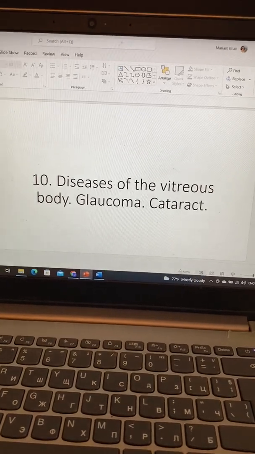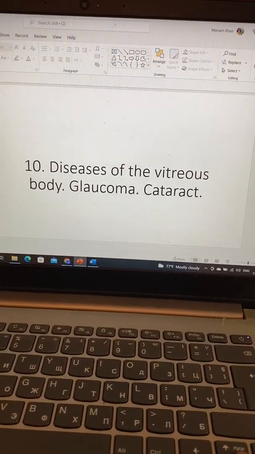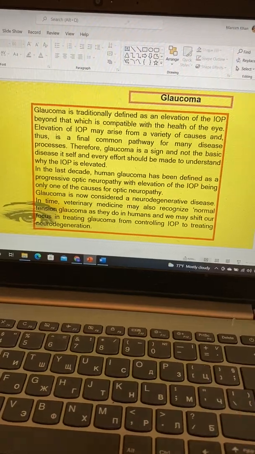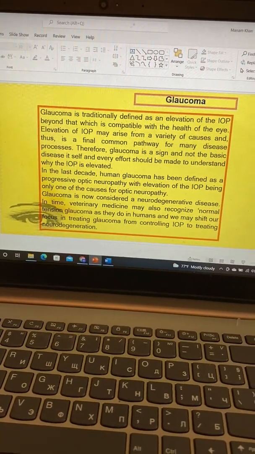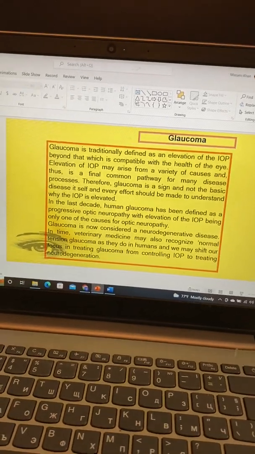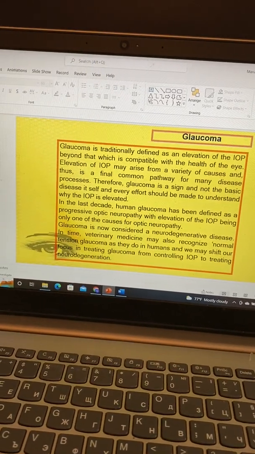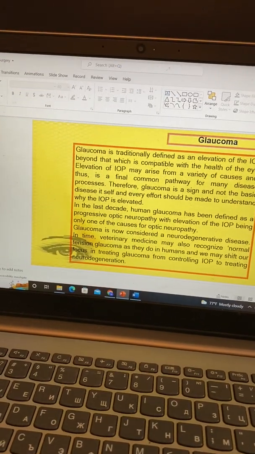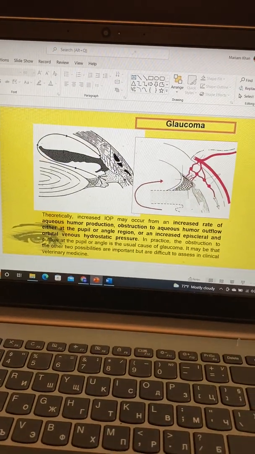So diseases of the vitreous body, glaucoma, and cataract. So what's glaucoma? I know this is in the wrong order, not my fault. Glaucoma is when there's an increase in the intraocular pressure, which isn't compatible with a healthy eye. How is this caused? Well, we kind of said it a bit in the previous question.